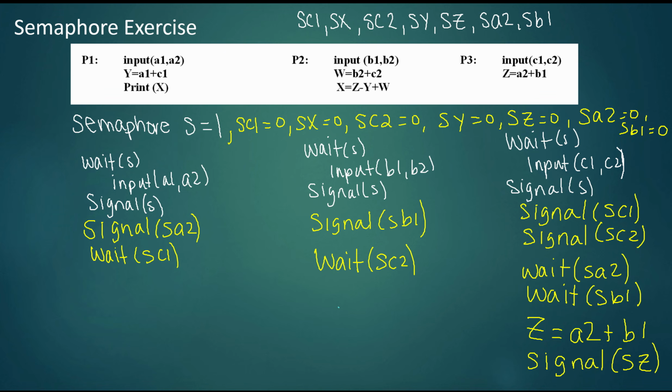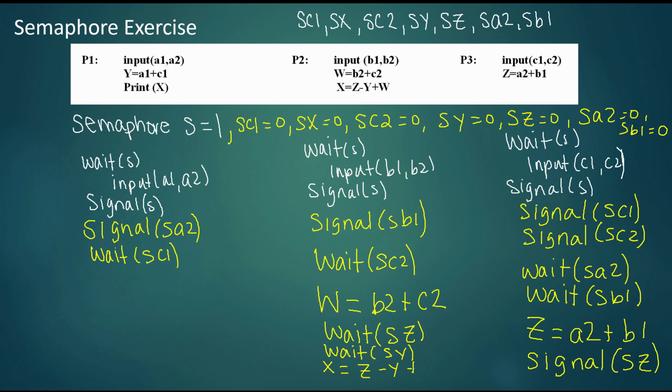Over here we have P2. P2 is going to signal B1, wait for C2, then calculate W. W does not need to be signaled, but P2 will need to wait for Z, and I'm going to run out of room here, for Y. Then we'll calculate X. And then we'll signal that X has been calculated.